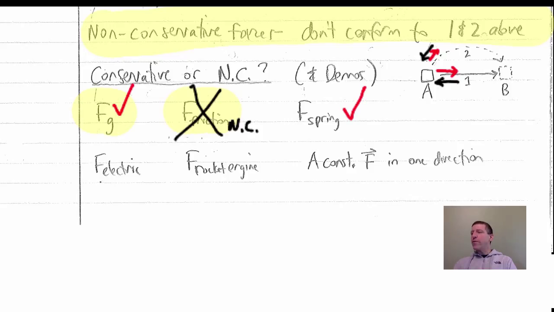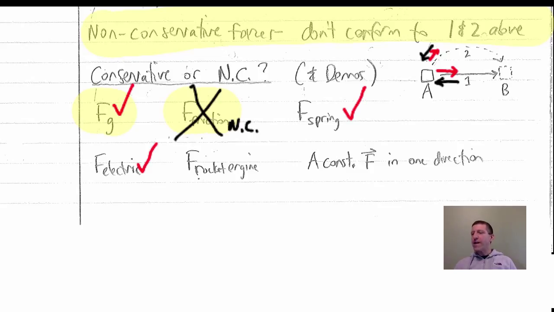How about the electric force? Is the electric force conservative? Well, we can do the same trick that we did with gravity. Let's say down here there's a positive charge and this object's negatively charged. When I lift this thing up, the force on it is attracting, so it's pulling down that way, negative work. But when I lower it back down, it's doing positive work. By the same argument as gravity, the electric force is a conservative force.